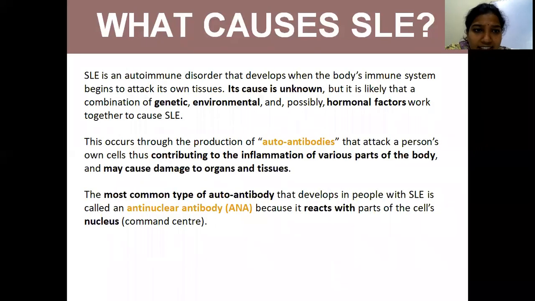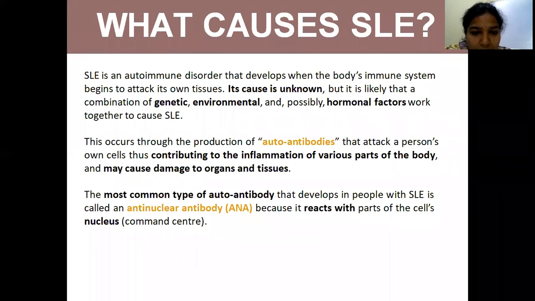So what causes SLE? SLE is an autoimmune disorder that develops when the body's immune system begins to attack its own tissues. Its cause is unknown, but it is likely that a combination of genetic, environmental, and possibly hormonal factors work together to cause SLE. This occurs through the production of autoantibodies that attack a person's own cells, thus contributing to the inflammation of various parts of the body and may cause damage to organs and tissues.